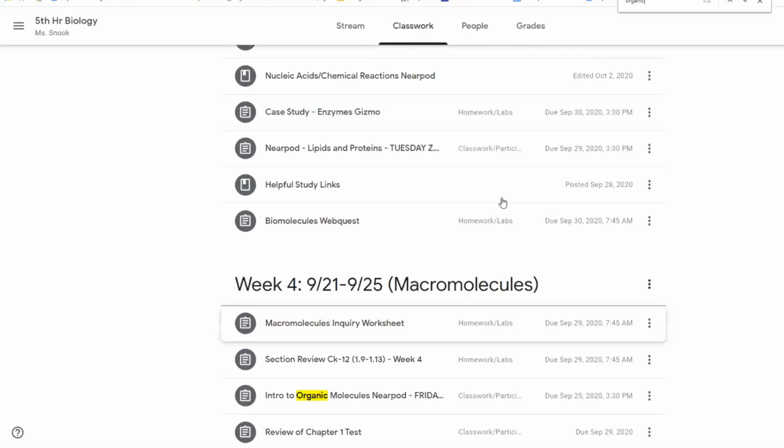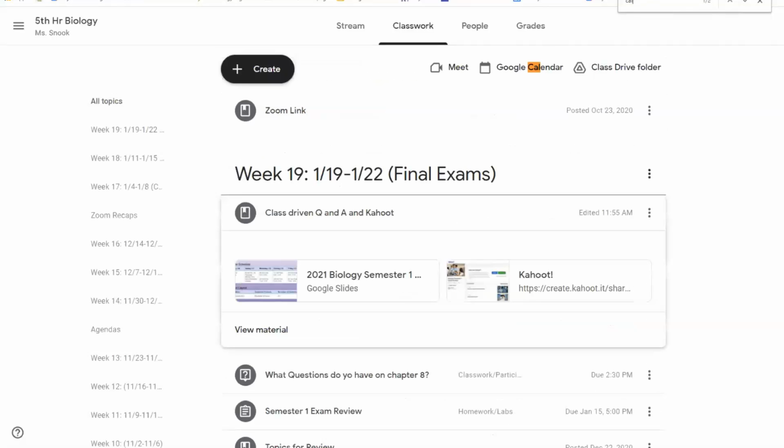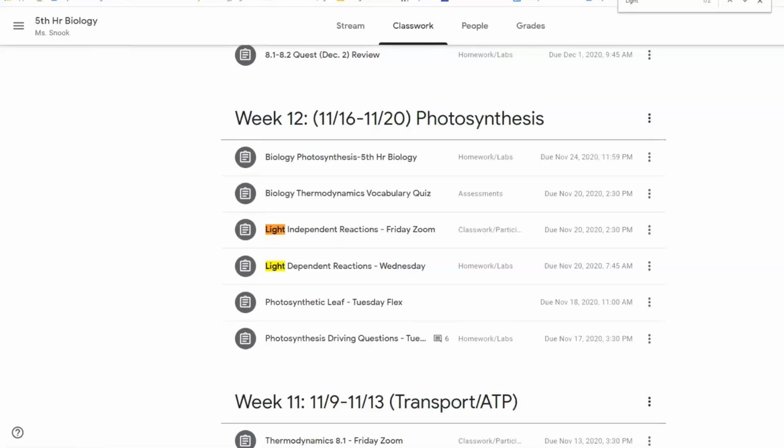Otherwise, we have 19 weeks worth of stuff to scroll through. So you're like, I don't remember where we talked about the Calvin cycle. So type that in. I lost it. I must not have Calvin cycle as a keyword. Light reactions. There you go. Week 12. So those are some things you can use to help you out. Now, the last 2 questions.